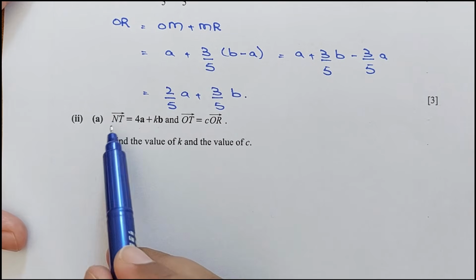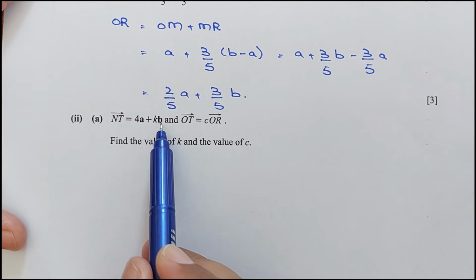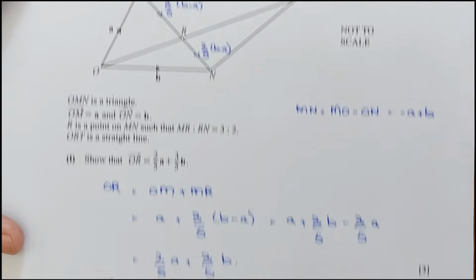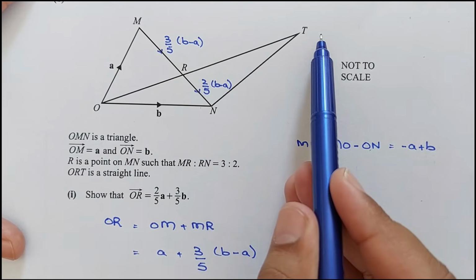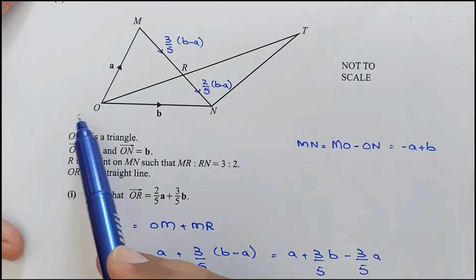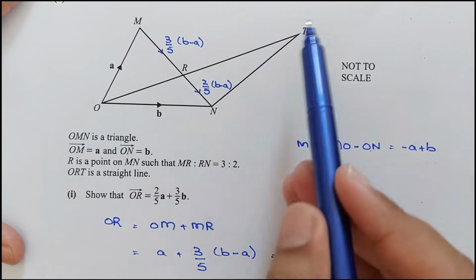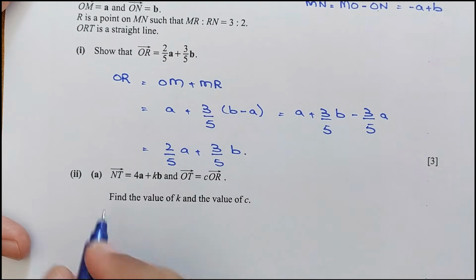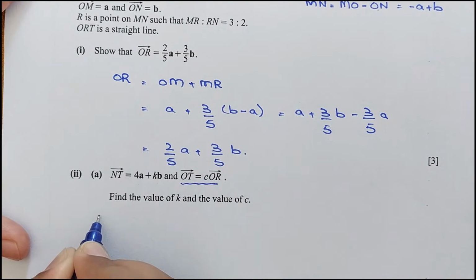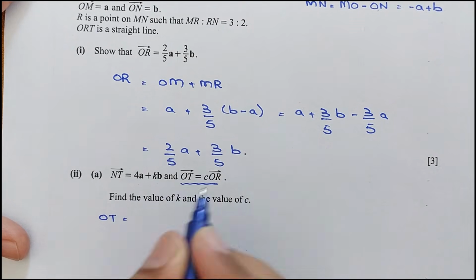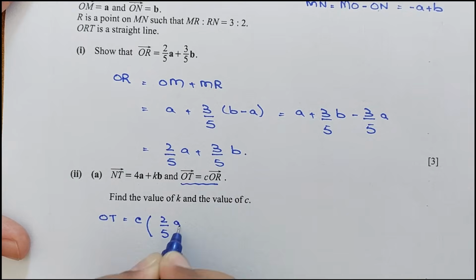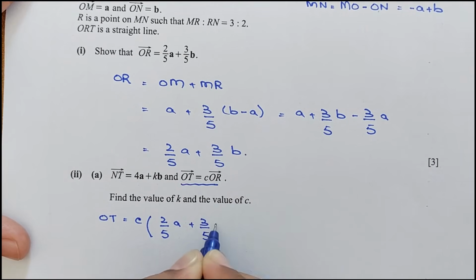Now for the second part A, we have given NT which is 4A plus KB and OT which is C OR. Find the value of K and the value of C. We have given NT and OT. Okay, so if I can take OT, so O to T follows the path of ON and NT. So there are two values for OT. This is given, and the other value of OT is O to T, C times of OR, which is 2 by 5A plus 3 by 5 of B.